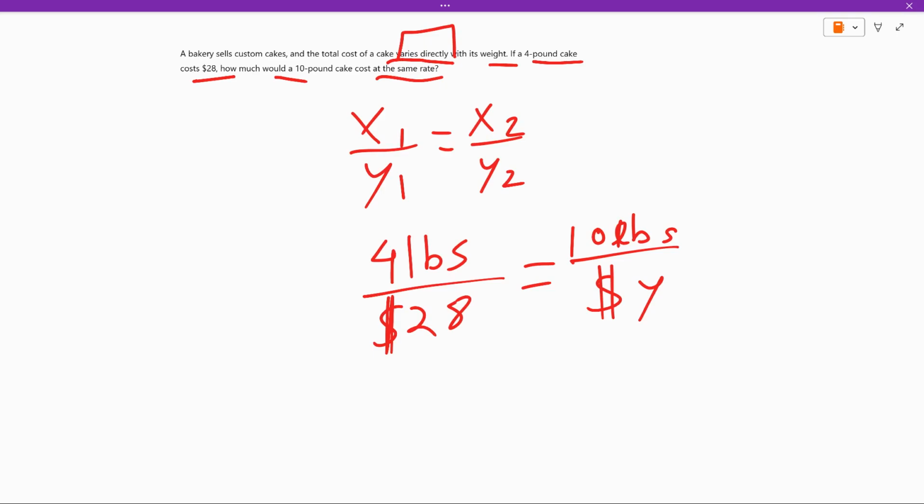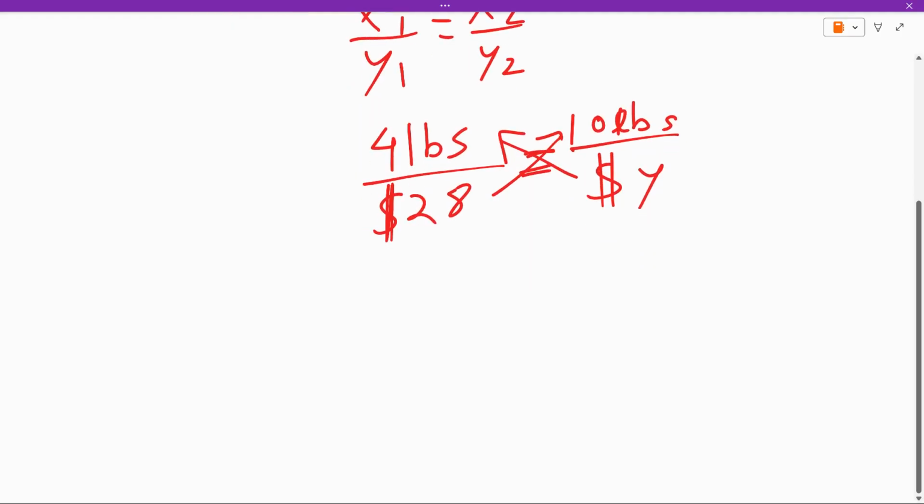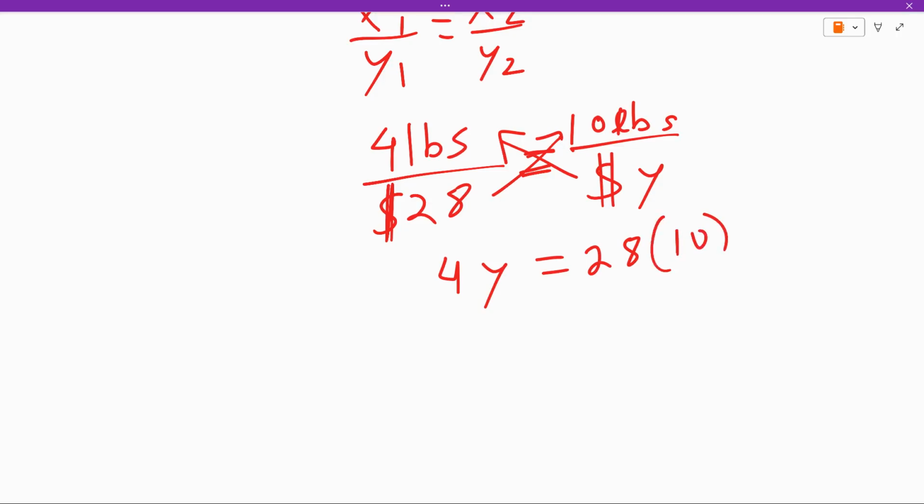So notice, because of our equation, we know that the ratio on the left side and the ratio on the right side have to be the same. And since we have fractions that are equal to each other, all we have to do is cross multiply to find what y is. If we do that, we get 4 times the cost y at 10 pounds equals 28 times 10.